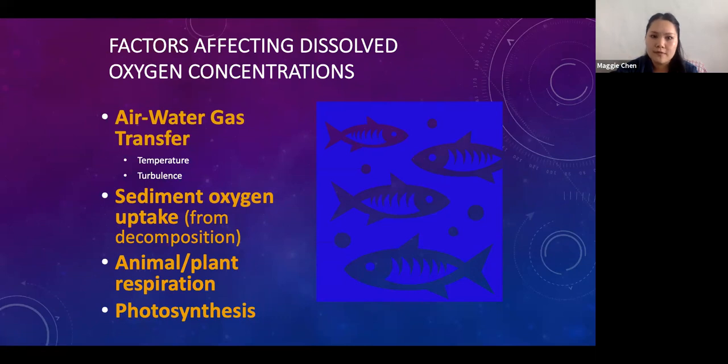Another factor that affects the amount of oxygen in your water is animal and plant respiration. Like fish, they breathe in water. Plant respiration also takes in oxygen and produces CO2. But photosynthesis from vegetation in your water also produces oxygen. So that's another side of having plants in your water body.